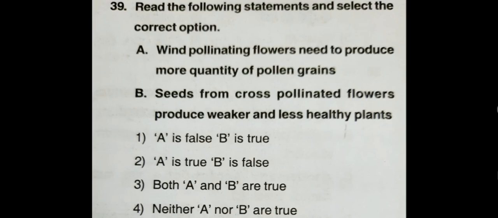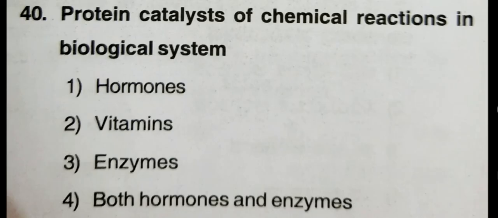Read the following statements and select the correct option. Wind pollinated flowers need to produce more quantity of pollen grains. Yes. Seeds from cross pollinated flowers produce weaker and less healthy plants. No, cross pollinated flowers always result in healthy plants. It results in hybridization. So, A is true, B is false. Second option is the right answer. Protein catalysts of chemical reactions in biological systems are enzymes. Enzymes is the right answer.